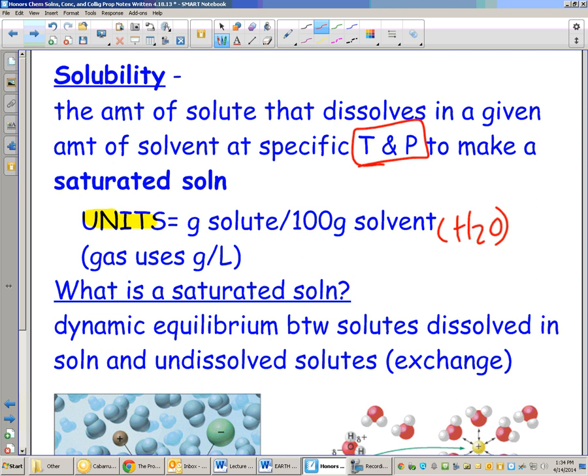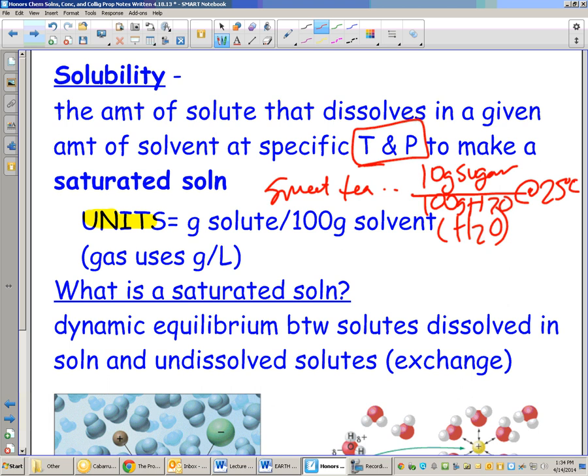So, for example, our sweet tea example: you can have, I don't know, 10 grams of sugar per 100 grams of water at 25 degrees C. But if you increase the temperature, it's going to be higher. So let's go to 50 degrees C, it'll be at maybe 20 grams per 100. So it's very temperature dependent. What about pressure? This is assuming one atmosphere, but if pressure changes, solubility changes. I'll show you the graph in a second, okay?